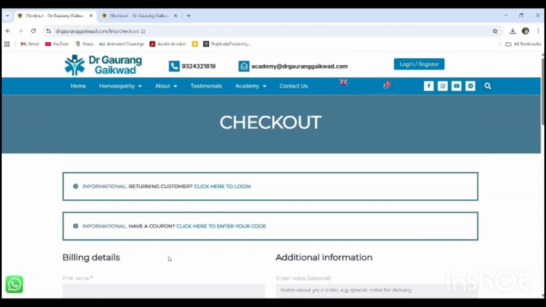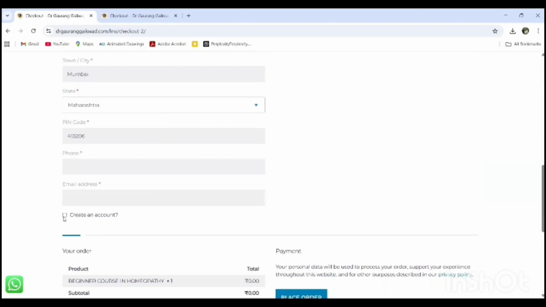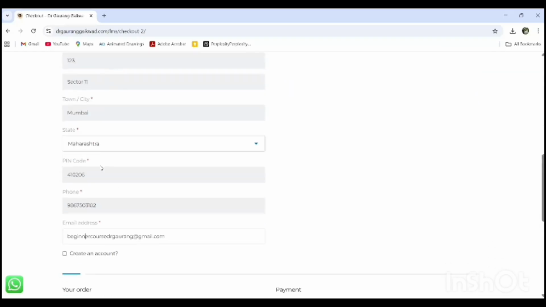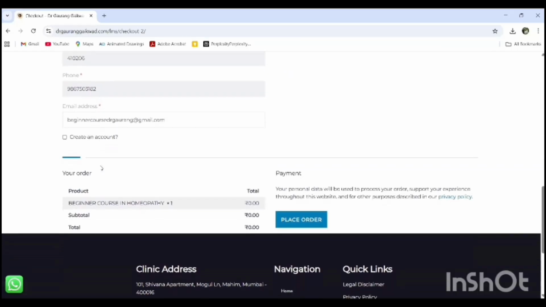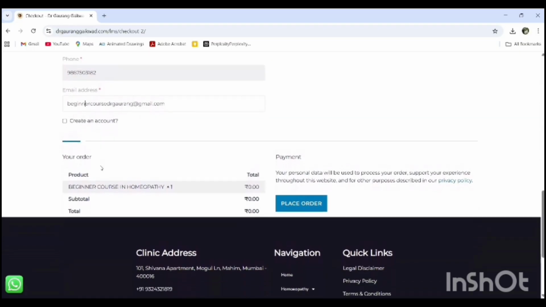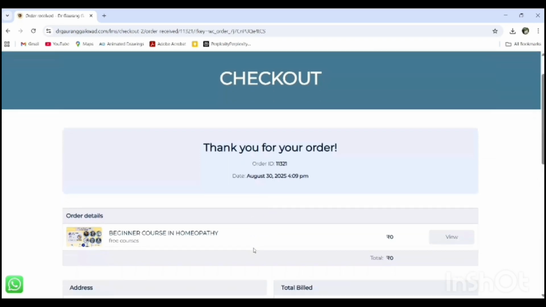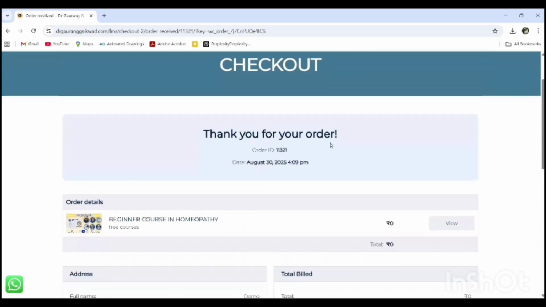If you don't have an account, you'll have to fill in the billing details over here and click on the create an account option. Here I've filled the billing details for a demo student using a demo email ID as well. You have to put in your own email and your billing details correctly. And then click on create an account and place order. Once you do that, you will be directed to this page in which it will be written, thank you for your order, and this will be the course that you have.